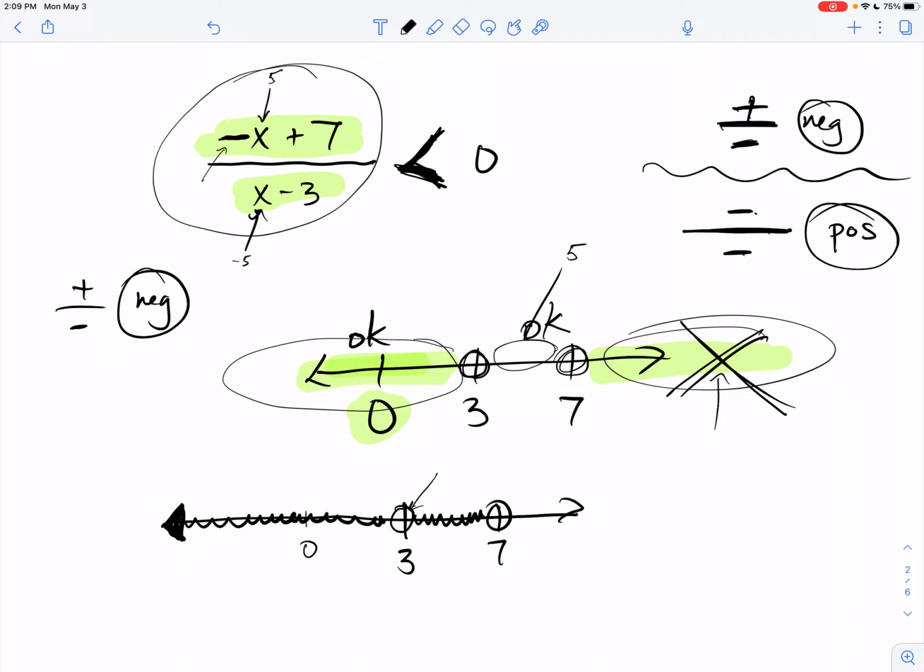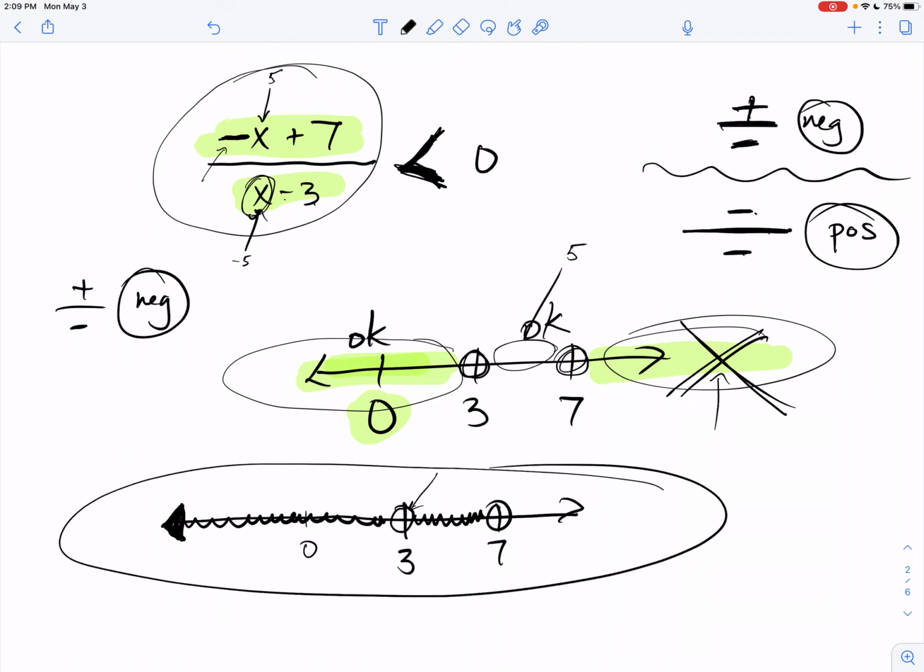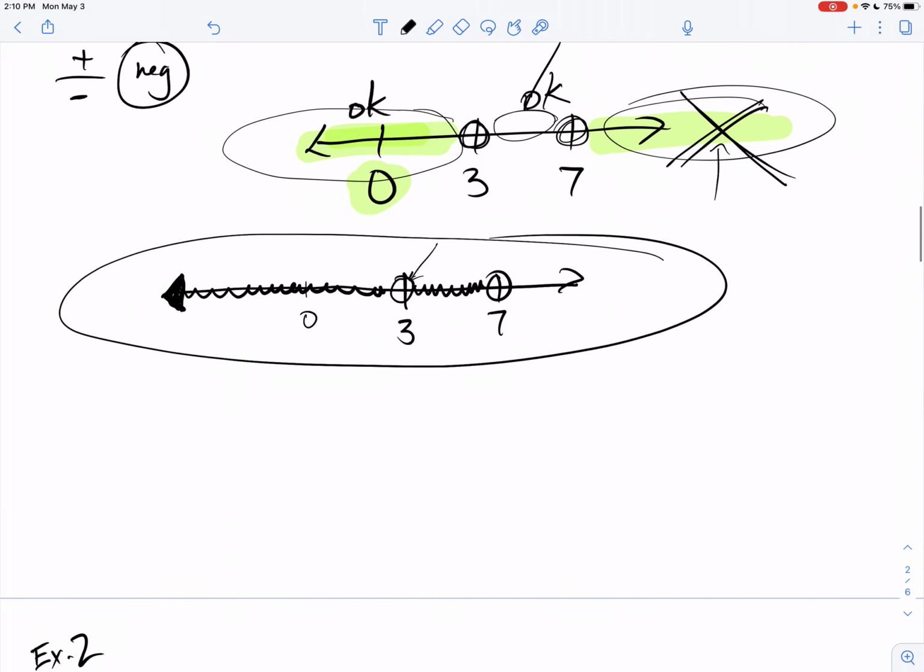And you might say to yourself, why? Why not? Well, think about it. If I put 3 here, then I'd have 3 minus 3 in the bottom, and I'd have 0 in the denominator, and we can never divide by 0. So the answer written on the number line, because remember, that's how they asked us to do it, that would be my result.